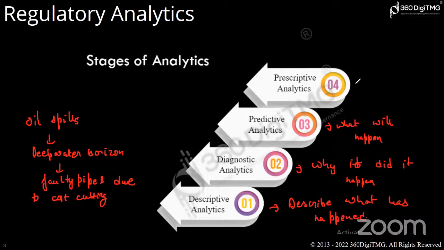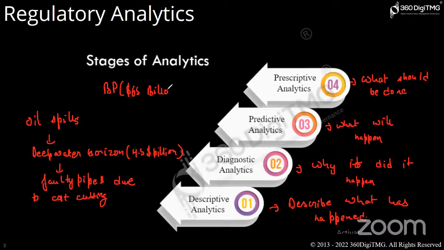And then we have prescriptive analytics, where what should be done. So what should be done here? In this case, this organization was fined nearly $4.5 billion. And overall, with the charges, penalties, etc., their total cost came out to be nearly $65 billion. That was how much they paid. So this is where prescriptive analytics comes into the picture.